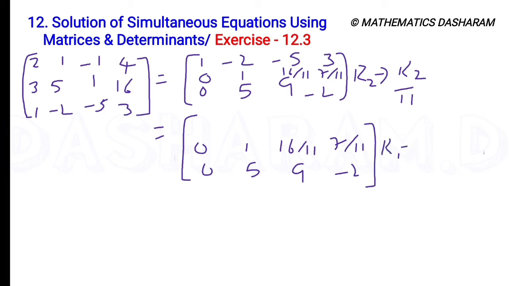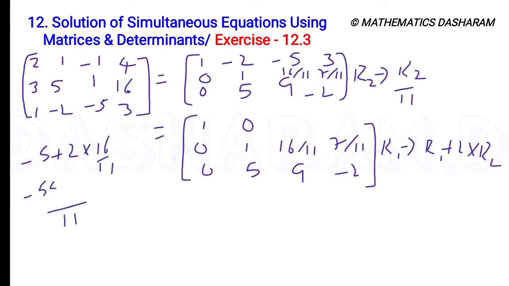Now R1 is replaced with R1 plus 2 into R2. So 1 plus 2 into 0 is 1. Next, minus 2 plus 2 into 1 is 0. Next, minus 5 plus 2 into 16 by 11. 11 is the LCM: minus 55 plus 2 16s are 32, so it equals minus 23 by 11. So here minus 23 by 11.